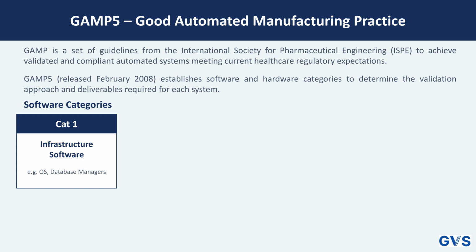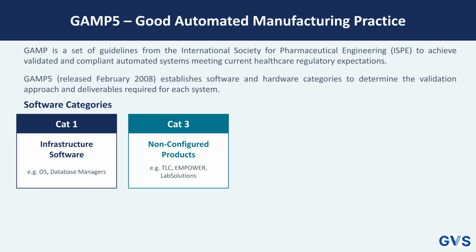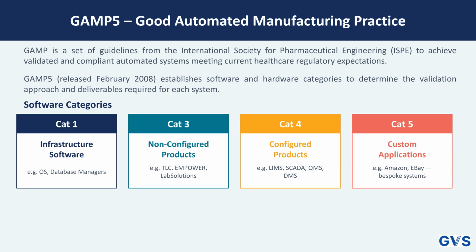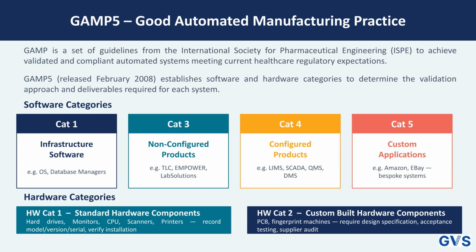GAMP5 provides the industry standard framework for categorizing systems. Category 1 is infrastructure software like operating systems requiring minimal validation effort. Category 3 is commercial off-the-shelf software used as is, e.g. chromatography software. Category 4 is configurable software like LIMS or QMS systems. Validation effort scales with configuration. Category 5 is custom-developed applications requiring the most rigorous validation. Hardware is categorized as standard, Category 1, or custom, Category 2, with Category 2 requiring supplier qualification.